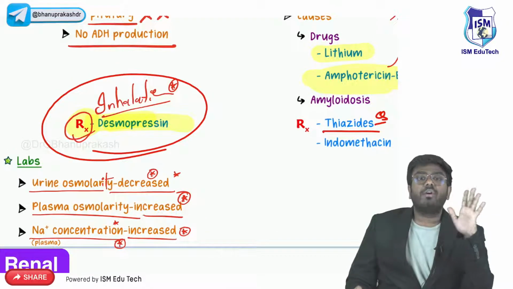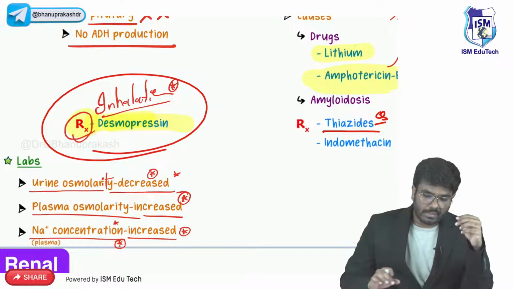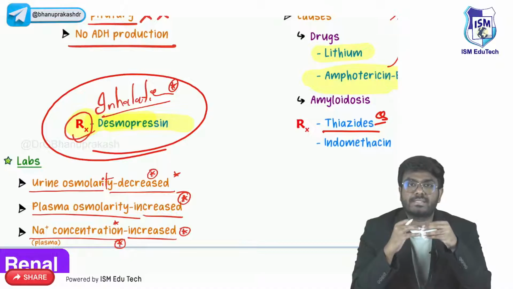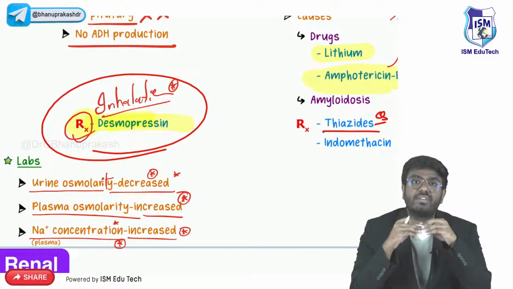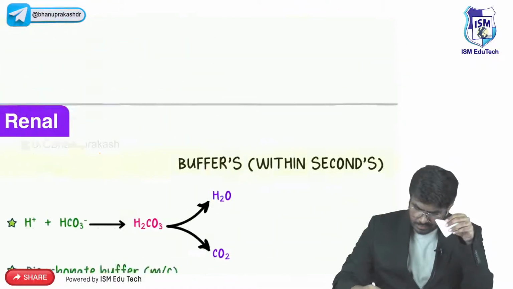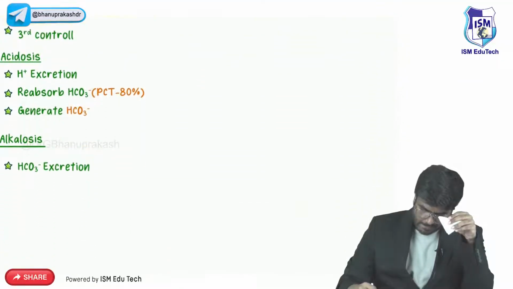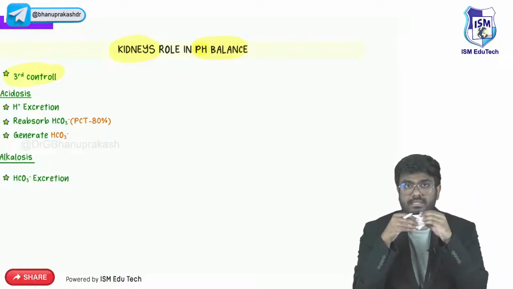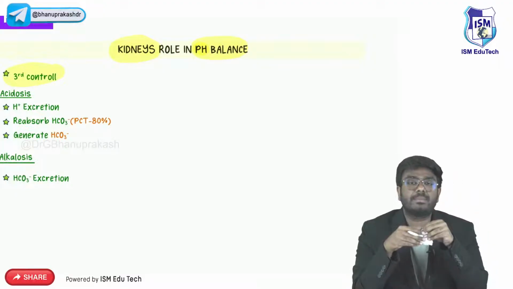Next, what I want you to know. In renal physiology, the next place where you can expect an MCQ is from the acid-base balance. Every time this question will come. Now, let me directly show you the question, first of all. The kidneys, your beautiful kidneys, play a very important role in the maintenance of the acid-base balance.